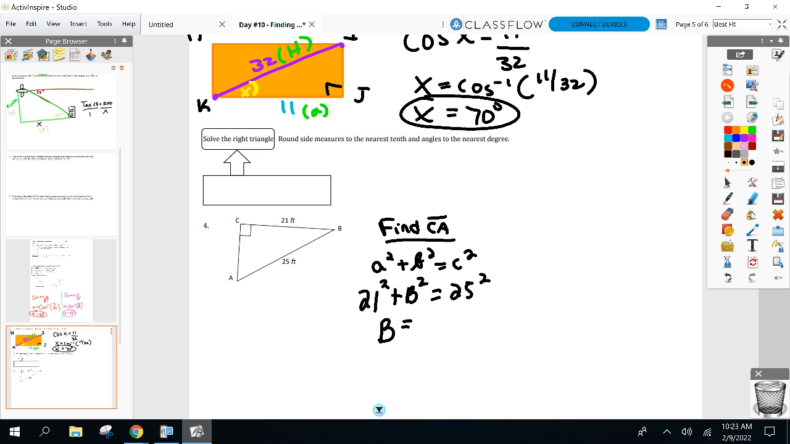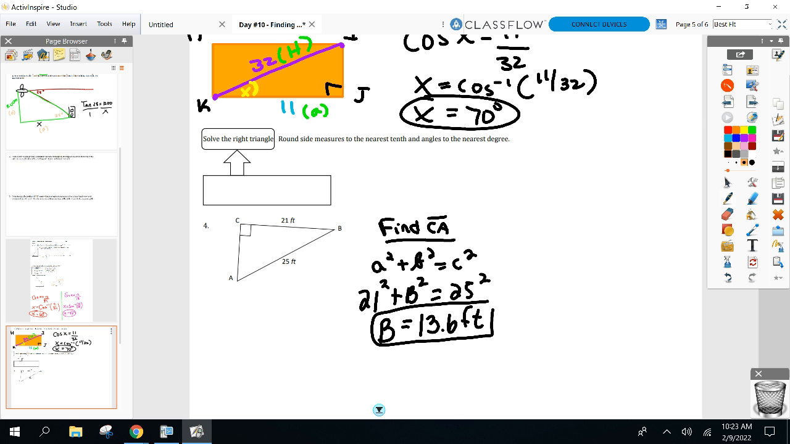When you're ready, nearest tenth. Move everything over, take the square root at the end. 13.6. Yep. You got some units there? Feet. There you go. 13.6 feet. Good work.